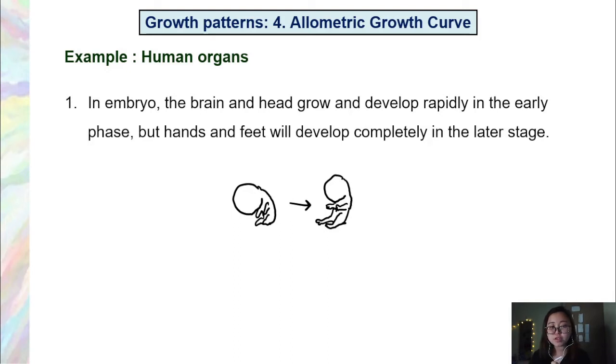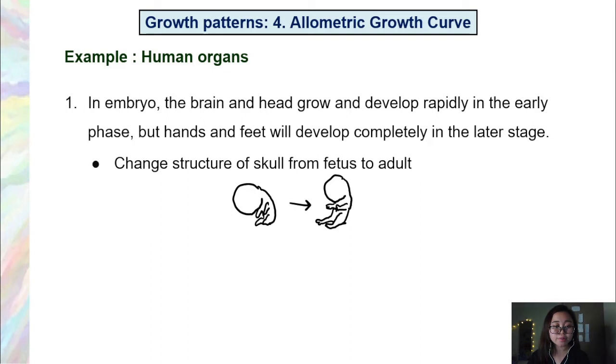In the later parts of the pregnancy, so contoh second and third trimester, the growth rate for the head and the brain is slower, but the growth rate for your hands and feet will be faster. So di sini kamu boleh nampak kadar tumbesaran untuk otak dengan kepala berbeza dengan kadar tumbesaran untuk tangan dengan kaki.